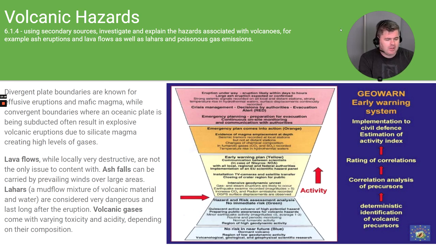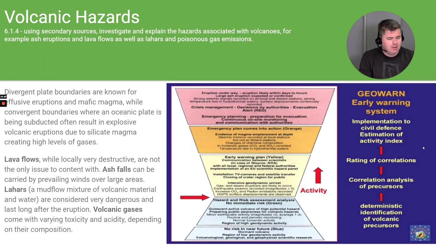Now, here we have on the right-hand side a GeoWarn early warning system. So, to start with, deterministic identification of volcanic precursors. They're looking for all the signs that indicate the volcano is becoming more active, anything that can indicate the size of the eruption, its duration, everything like that. Then, correlation analysis of precursors. They compare all that information to previous eruptions and say, okay, it's very similar to this one, so maybe it will do the same thing again. This is similar to how meteorologists predict the weather based on models that map previously existing weather phenomena. They rate the correlations, so is it a 1, is it a 10, is it somewhere in between?